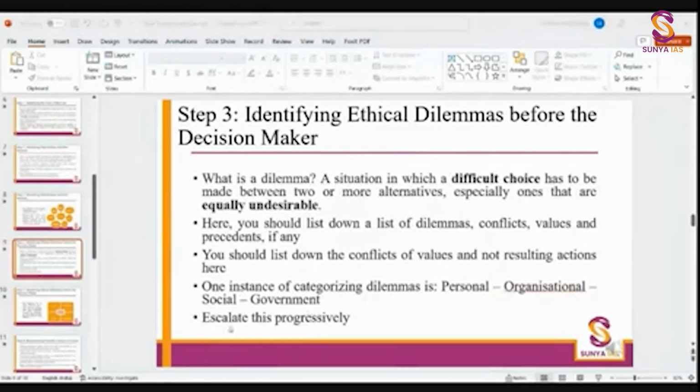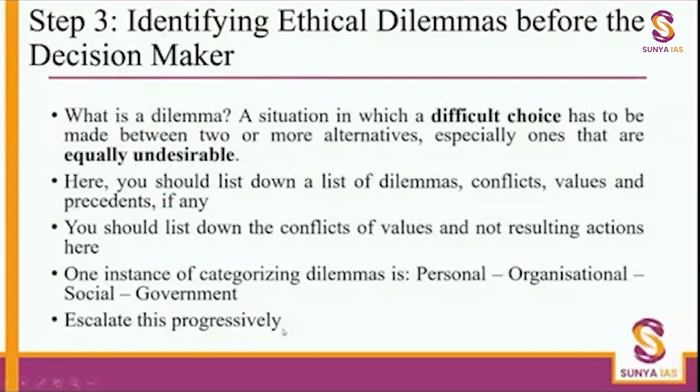So now the first thing is, what is a dilemma? A situation in which a difficult choice has to be made between two or more alternatives, especially ones that are equally undesirable, right? So, in a dilemma, all the options that you are facing might be equally desirable or equally undesirable, right? So, that is a dilemma. Now, here you should list down dilemmas, conflicts, values, and precedents, if any.